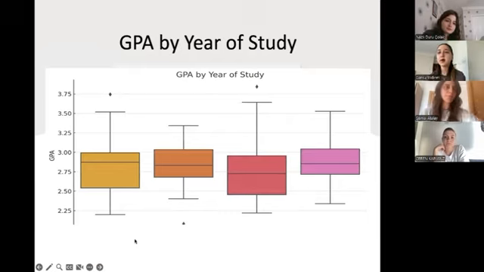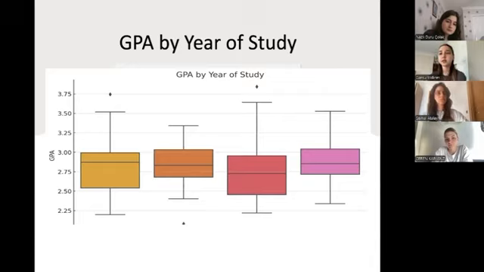Here we see a box plot illustrating GPA by year of study. Each box represents the distribution of GPAs within a particular academic year. While there are slight variations in the median GPA and the range of scores, there is no clear trend that suggests GPA consistently increases or decreases with academic year.